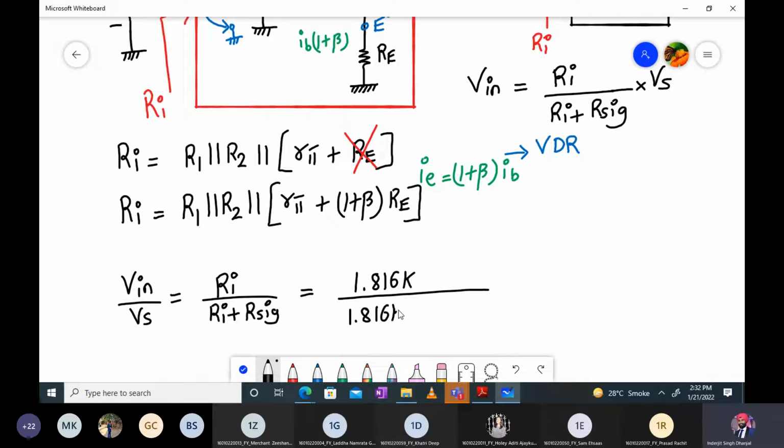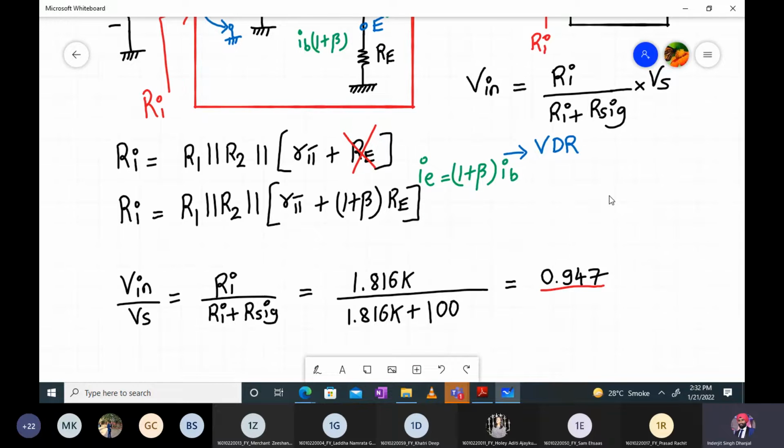If you are getting any other answer, please report it to me. What is the Rsig value? Rsig value is 100. Okay, so this number, if you calculate, will come out to be very close to 1. It is 0.947. So that's the value of Vin upon Vs.